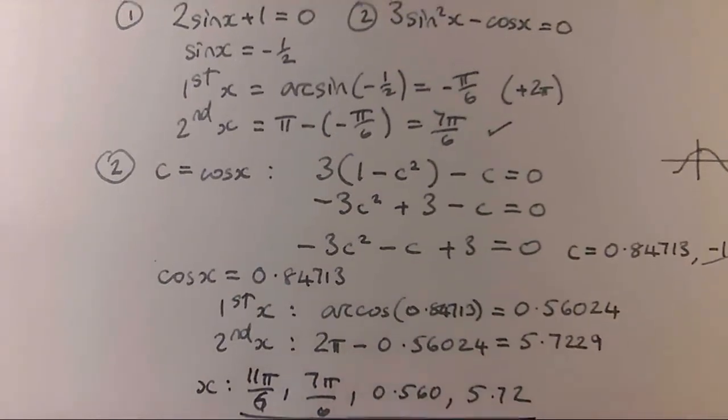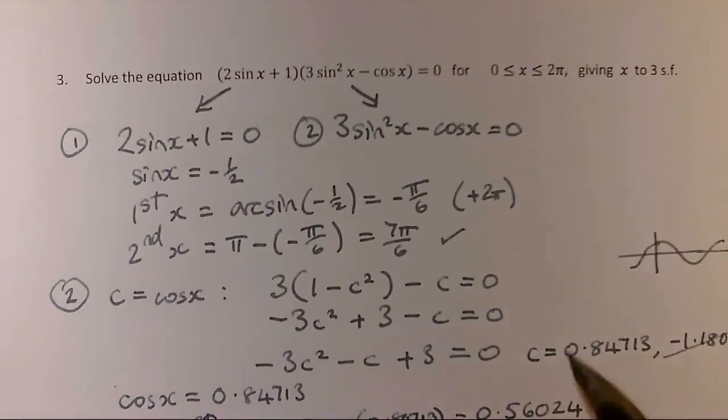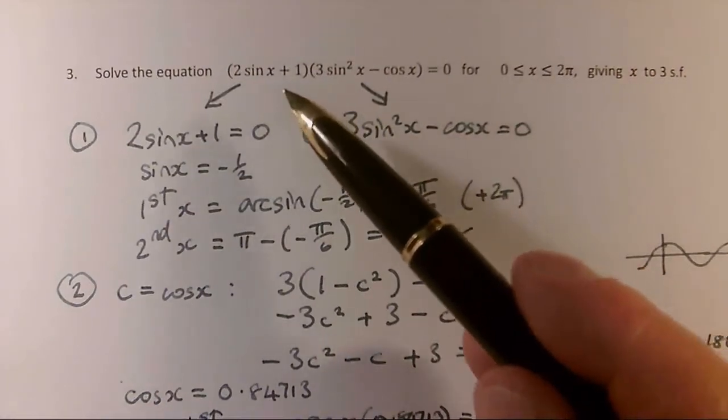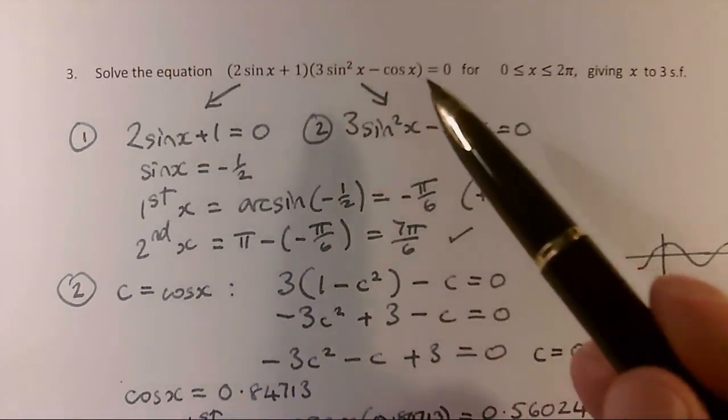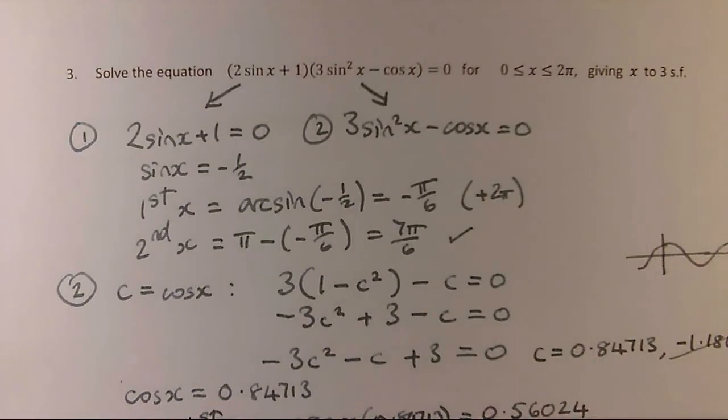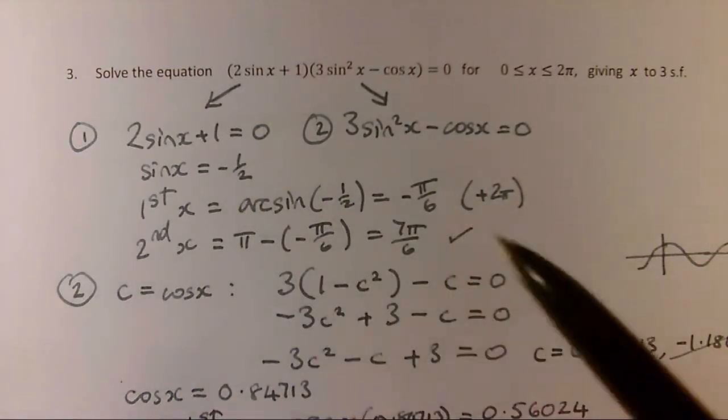So the key point, very near the beginning of this question, was to recognise that when you've got the gift of a bracket times a bracket equaling 0, don't even think about multiplying it out, turn it into 2 simpler equations.